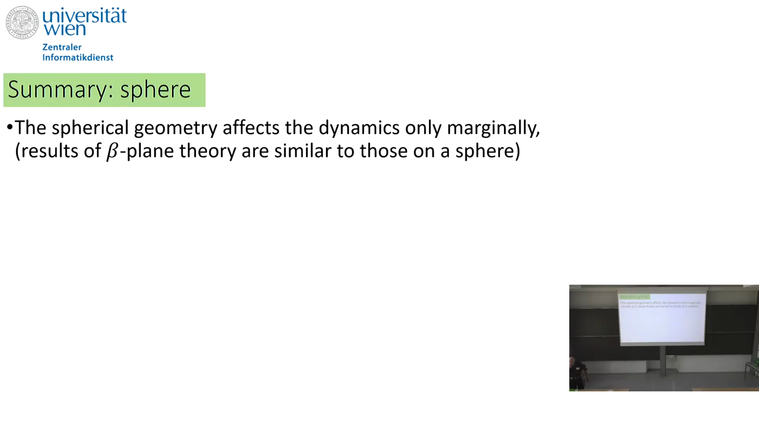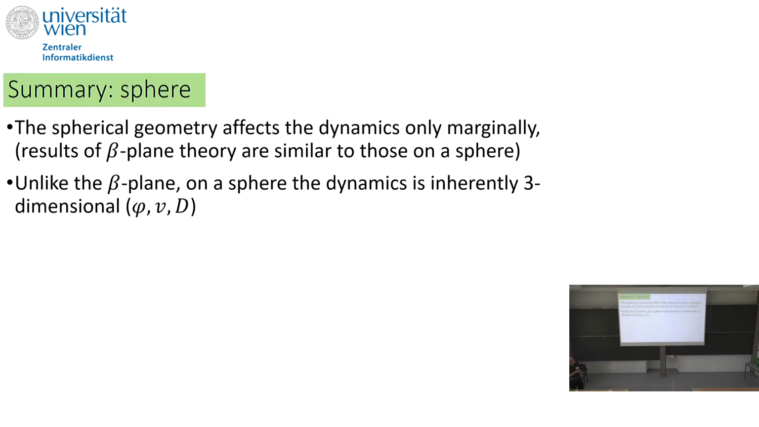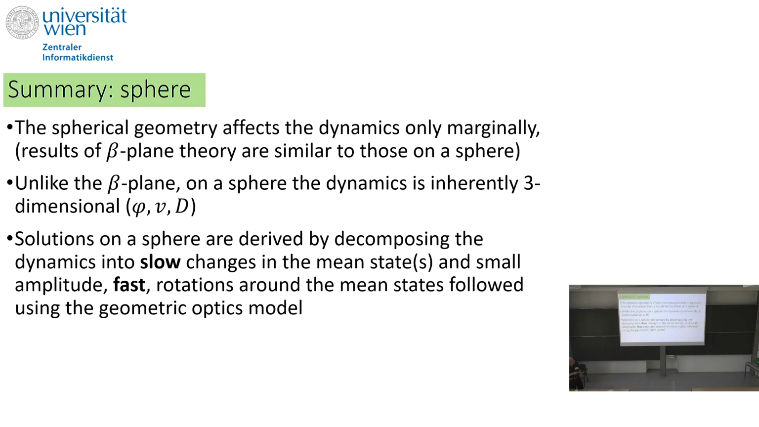So the spherical geometry affects things only marginally in terms of the complexity of the equations, but not inherently in the dynamics. Unlike the beta plane, which we could solve by using phi v when the potential is a function of t, here it's a genuine three-dimensional system. But again, the adiabaticity principle allows us to treat this as a very small parameter and look at the changes that occur in it. Again, this is the adiabaticity: slow changes in the mean state, i.e. the potential, and fast oscillations about it.